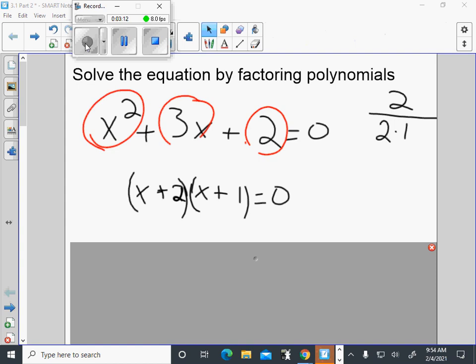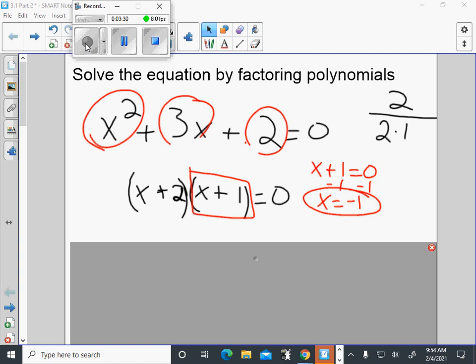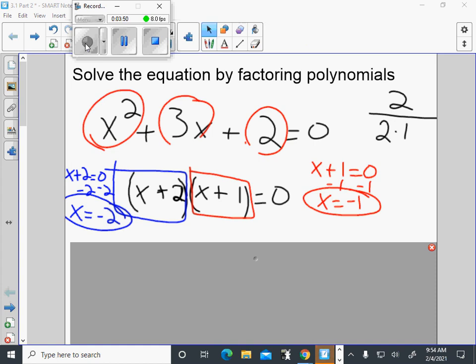How do we solve this? Well, we break it up into 2 parts. We'll start with this red part. X plus 1 equals 0. What does x equal? Well, if we subtract 1 from both sides, we get x is equal to negative 1. Okay, now let's break it up into this blue part. X plus 2 is equal to 0. And how do I solve that? Well, if we subtract 2 from both sides, we get x is equal to negative 2. Okay, so there's my answers. It's x is equal to negative 1, and x is equal to negative 2.